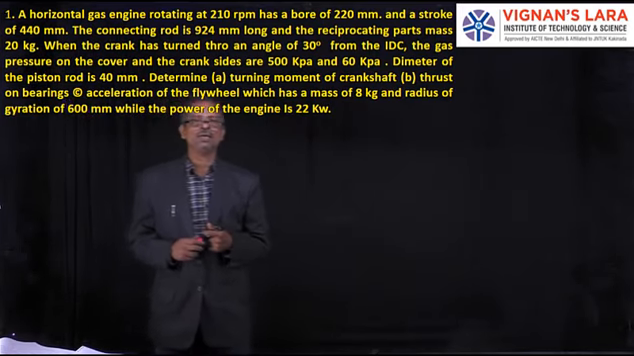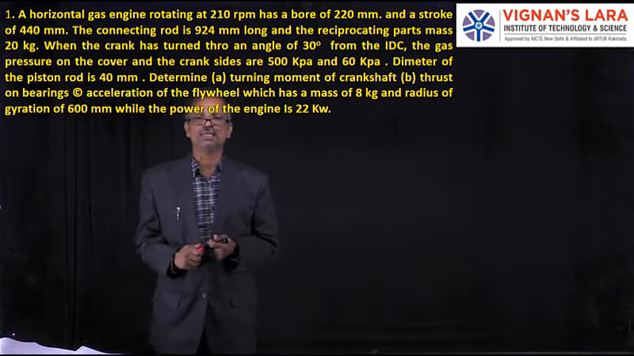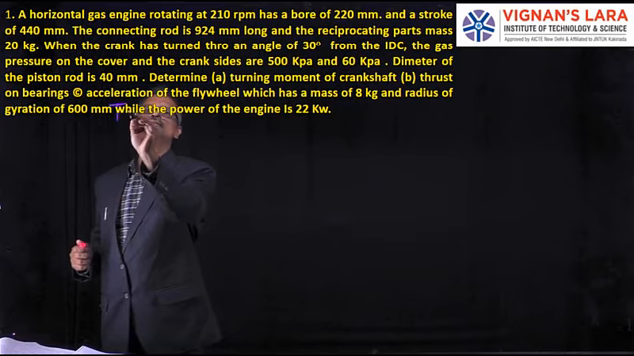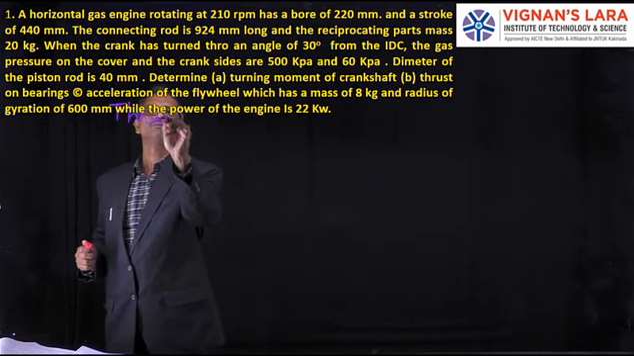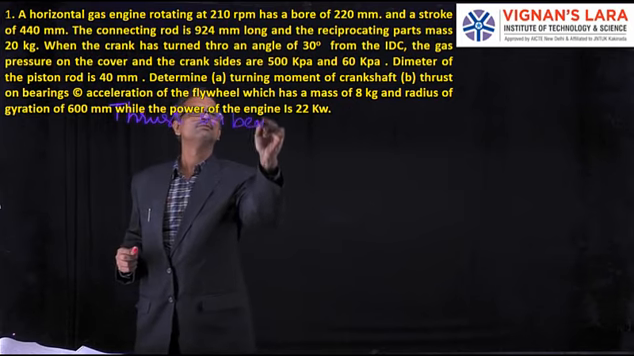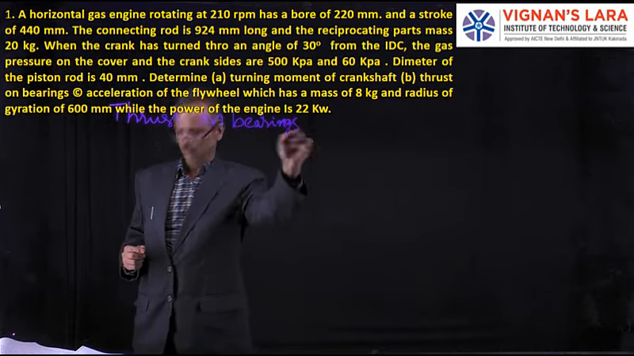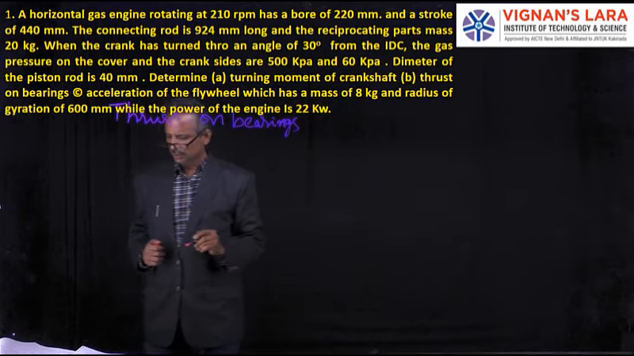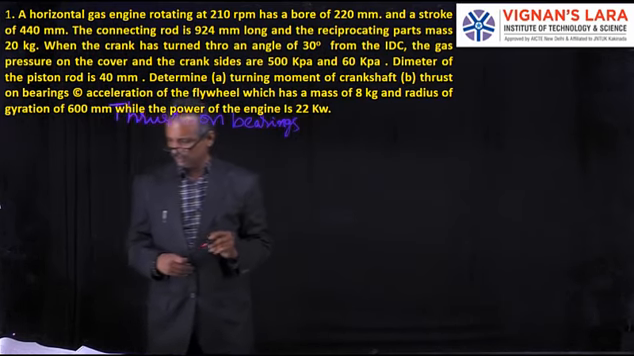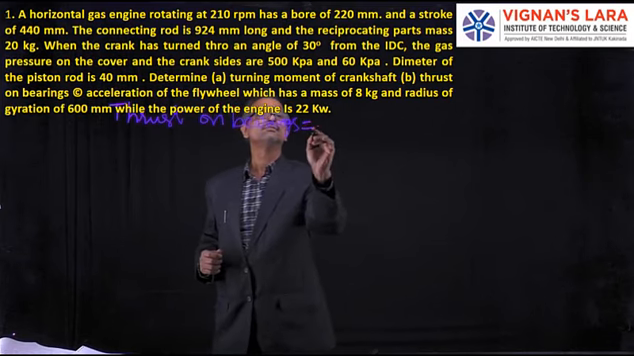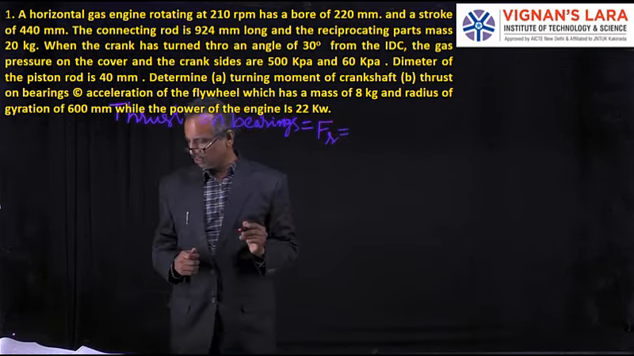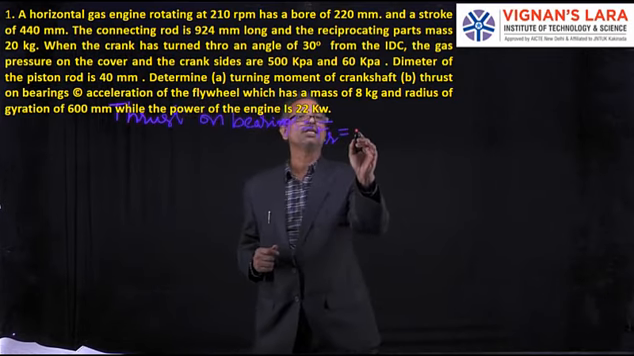See the second part of the problem. What is it? Thrust on bearings. So thrust on bearings. We have the equation Fr is F by cos beta into cos theta plus beta.